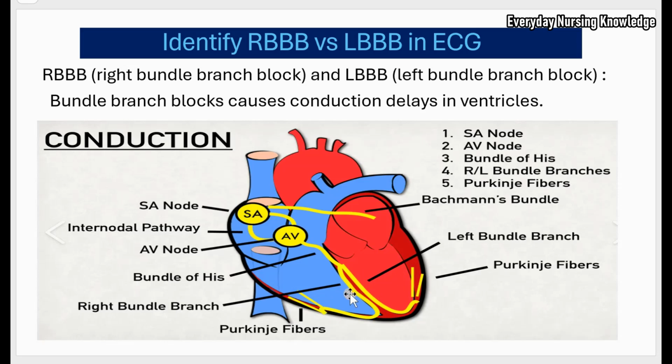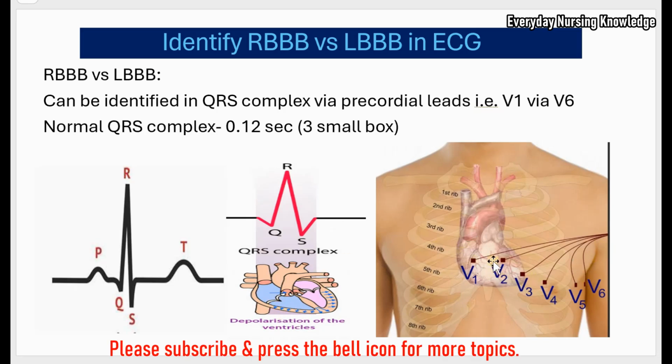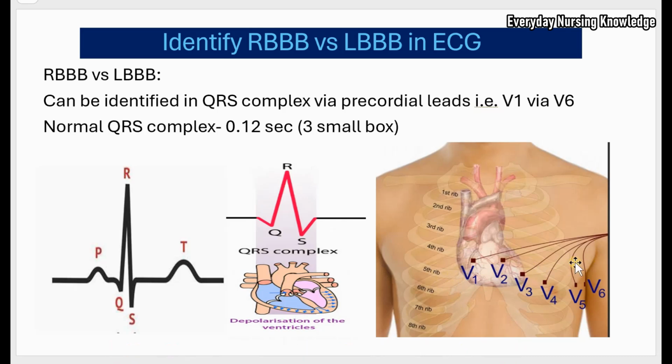So if there is a block in the right or left bundle branch, remember it causes conduction delays in the ventricles. It can be identified in the QRS complex in the EKG, because the QRS represents septal as well as ventricular depolarization, and it can be identified through the precordial leads. Precordial leads are placed on the chest, that is V1 to V6, and they record the electrical activity of the heart in the horizontal plane, or front view of the heart.